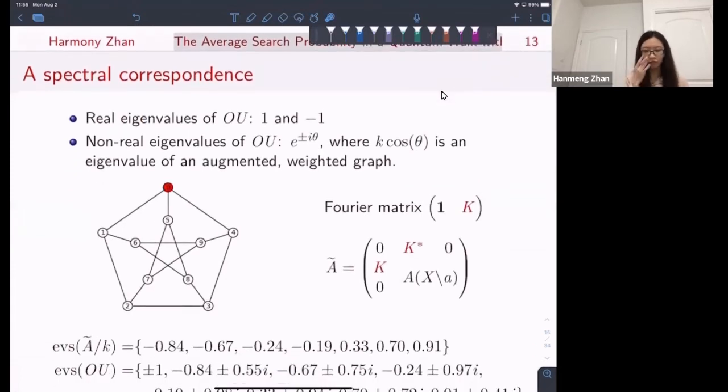What are the eigenvalues of OU? The real eigenvalues must be 1 and -1. There are no other choices because they have to lie on the unit circle. The non-real eigenvalues come in conjugate pairs because OU has real entries. Actually, the entries are rational. But more interestingly is the connection between these eigenvalues and a graph obtained from the original graph by adding some vertices, edges, and weights. I will show you using an example what this augmented graph is.